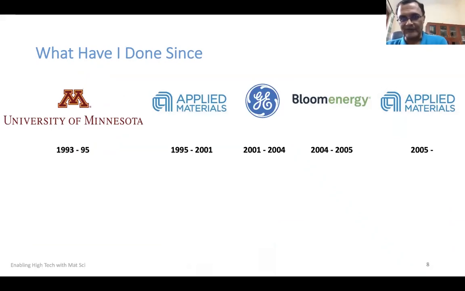Since graduating in 1993, I did a two-year postdoc at the University of Minnesota in Minneapolis. Following that, I worked at Applied Materials in Santa Clara, California for 6 years, came back to India in 2001, worked at GE Research for a little over 3 years, worked for a startup called Bloom Energy, and then I rejoined Applied in late 2005. And I've been with Applied Materials since then. Our office is in Bangalore, and starting with our stint in GE, we have been located in Bengaluru.